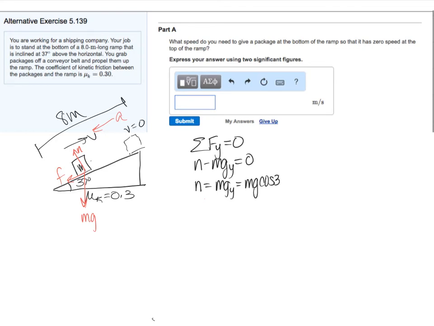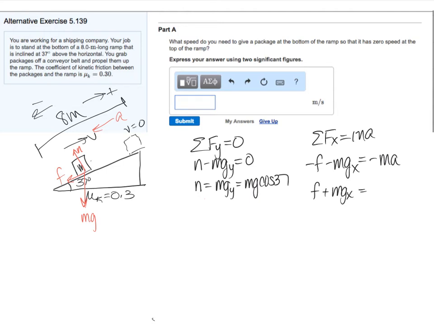In the x direction, I do have acceleration. I've chosen up the incline is positive, down the incline is negative. So both my forces are negative because they're down the incline, but so is my acceleration. So I can just multiply by a -1 to make all these positive.